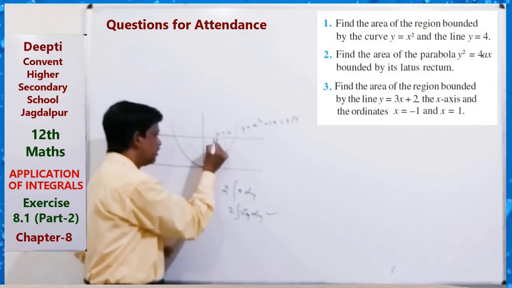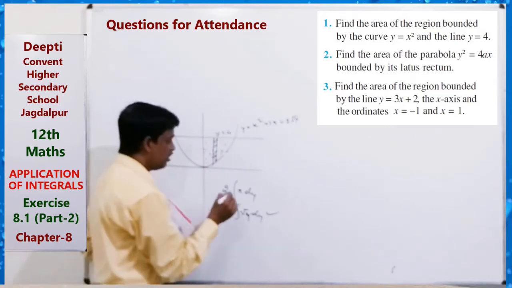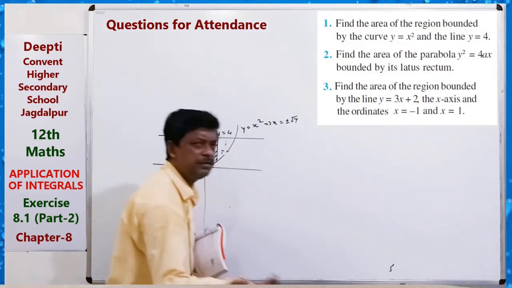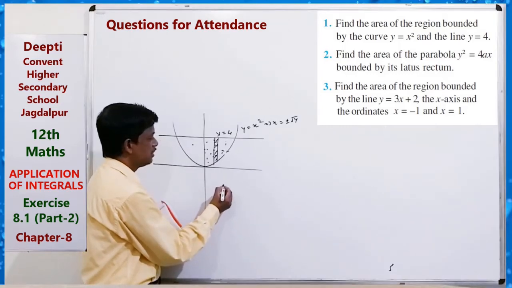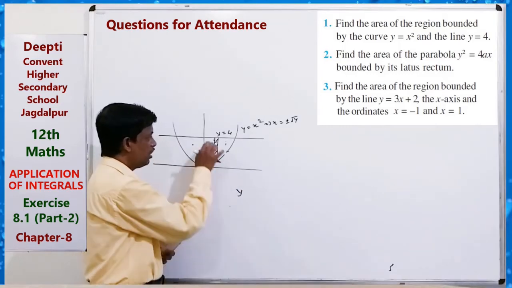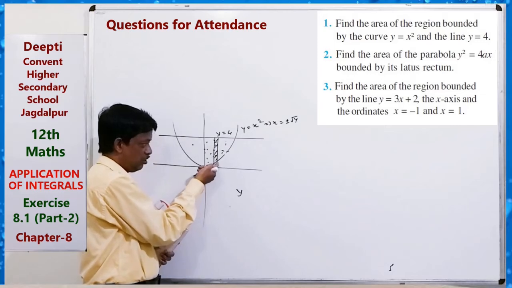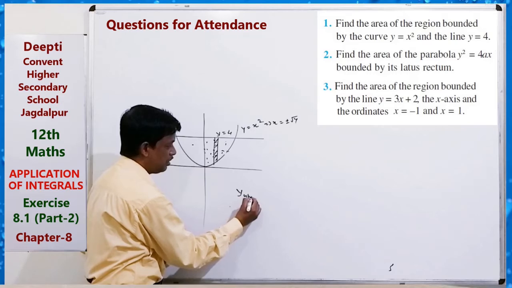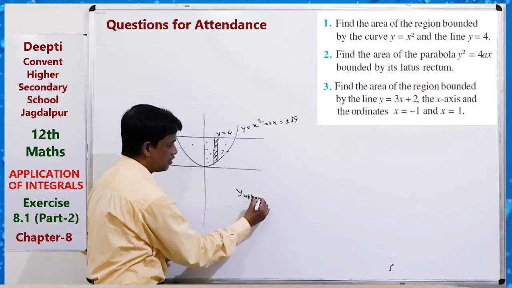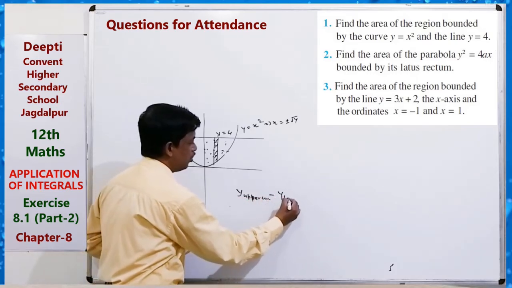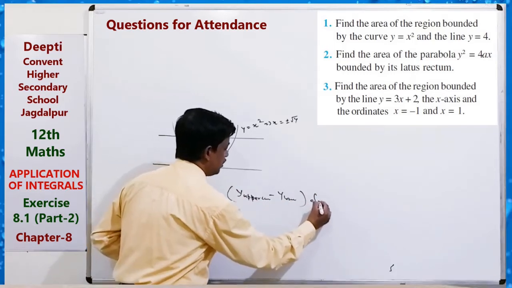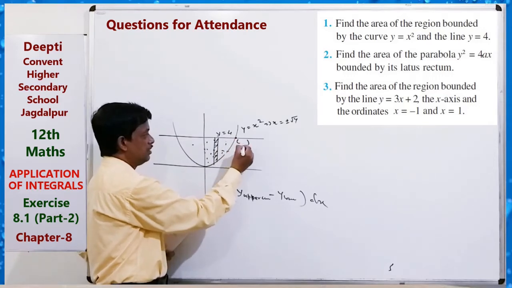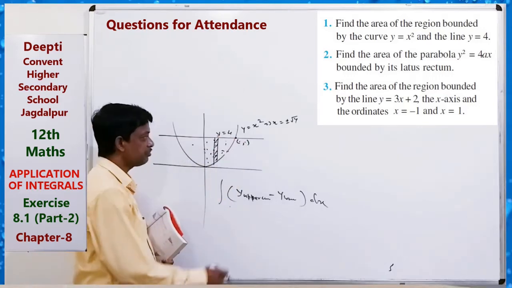this strip. In this case, formula will be what? In this case, formula will be y from upper curve, because your lower part is on the curve. So y upper curve minus y lower curve, and dx from here to here. You have to find the coordinates of these 2.